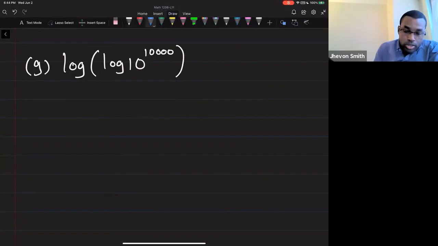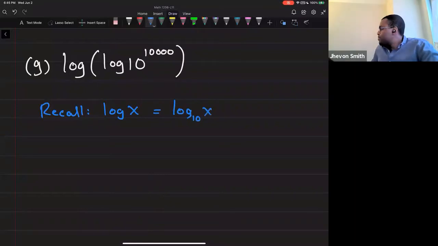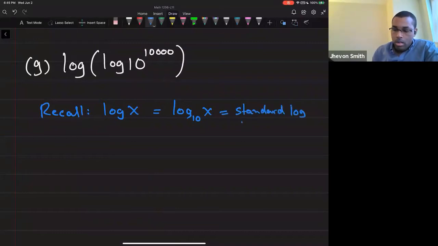Again, tons of ways we can do this. Also, just recall a notational thing. If you just have log with no base on it, it really means base 10, depending on context. This is the standard logarithm. That's why we don't say "standard log" for science and engineering.